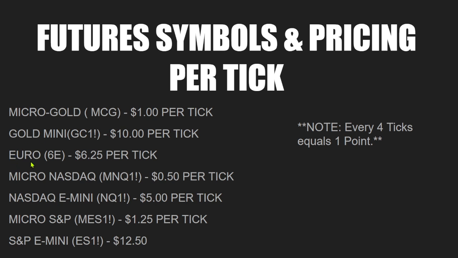Here are a few others, like the euro, and then we have the majors, which a lot of people are going to be looking to move to since CFDs are no longer available and actually are illegal in the US. You have your micro NASDAQ and your NASDAQ E-mini, then your micro S&P 500 and your S&P E-mini. Notice the difference per tick here: your micro is 50 cents, whereas your mini is $5. Same thing on the S&P: the micro is $1.25 and the E-mini is $12.50 per tick. If you times that by four, it's going to be $50.